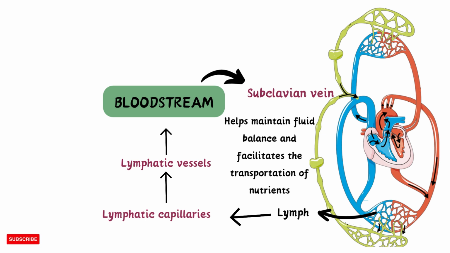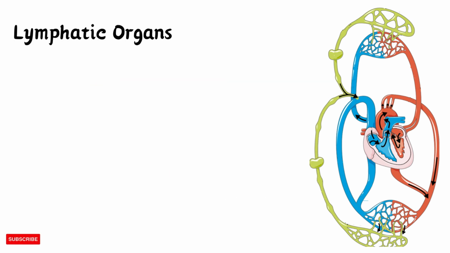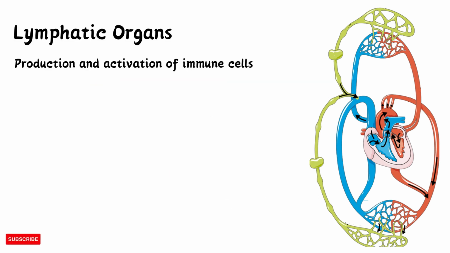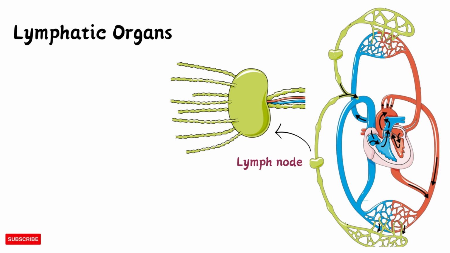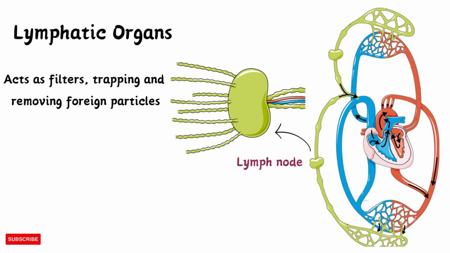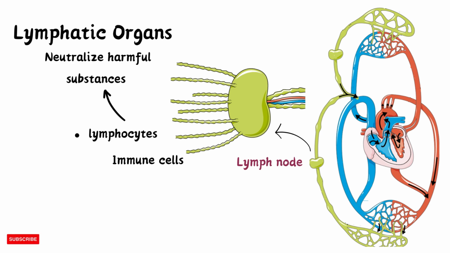The lymphatic system also plays an important role in immune function. Lymphatic organs have specific functions related to the production and activation of immune cells and the removal of damaged blood cells. Lymph nodes are small, bean-shaped structures that act as filters, trapping and removing foreign particles, pathogens such as bacteria and viruses, and cellular debris from the lymph. They also contain immune cells, particularly lymphocytes, which help identify and neutralize harmful substances.